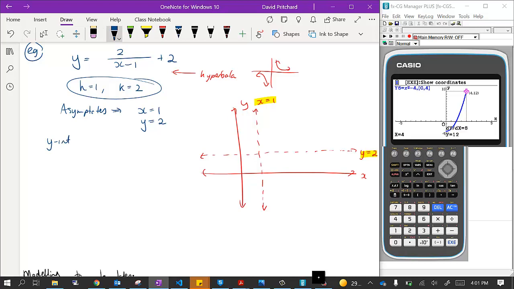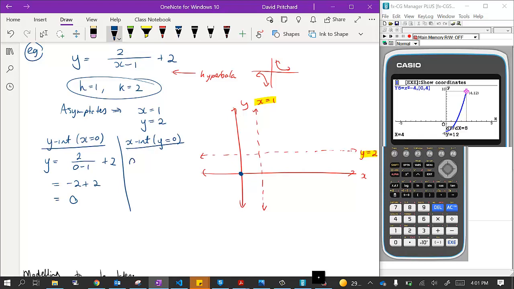The y-intercept is when x is equal to 0. So we've got y is equal to 2 over (0 - 1), plus 2. So 2 over negative 1 is negative 2, negative 2 plus 2, and we end up here with 0. Now I could, and I will, solve for my x-intercept, but I already know my x-intercept is going to be at (0, 0) here.